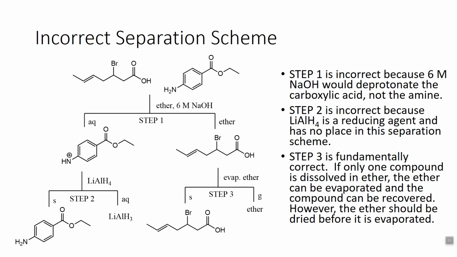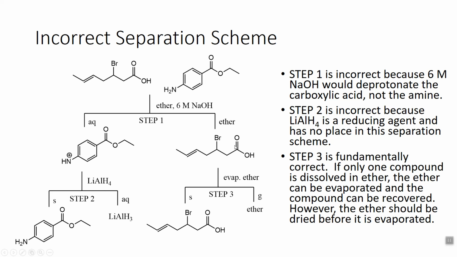So for my incorrect separation scheme, in the first step, we've added 6 molar sodium hydroxide. 6 molar sodium hydroxide would deprotonate this carboxylic acid and would not react at all with this amine. However, we've shown a deprotonated amine and an intact carboxylic acid, so this is obviously incorrect. In step 2, we've added lithium aluminum hydride, a common reducing agent, which has no place in a separation scheme, and I'm not going to even get into what it could do to this molecule because it's just an inappropriate thing to have in a separation scheme.